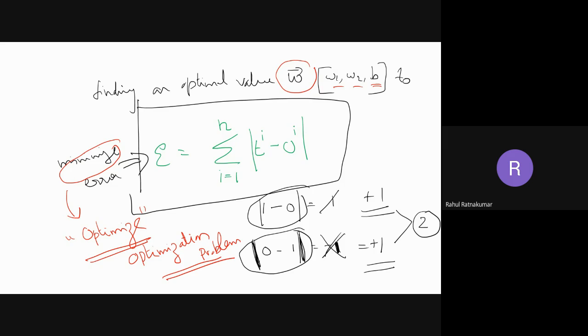What is an optimization problem? We are trying to find the best values of W1 and W2 so that we reduce the error. So that is kind of optimizing the error, we are minimizing the error. So that's an optimization problem. We are finding the best values for the weights of the neural network and biases also, at the same time, while minimizing the error based on the error function.